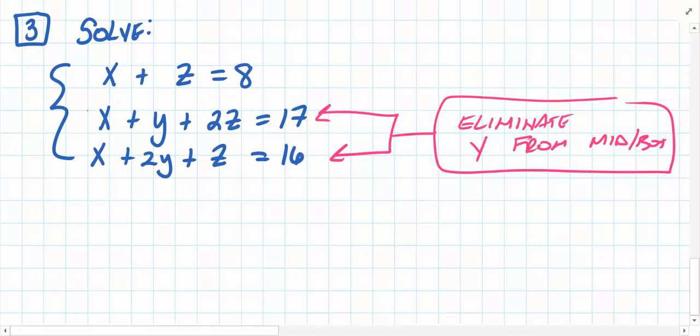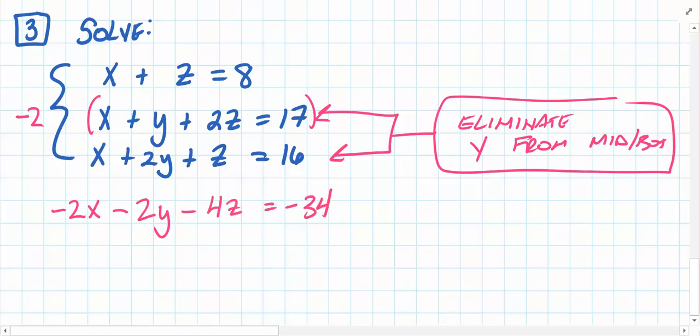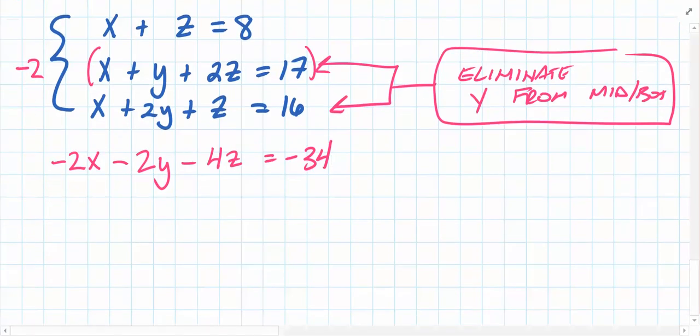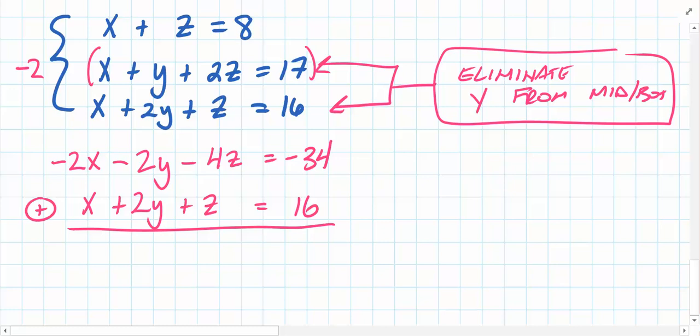Let's multiply the middle one by a value of negative 2. Good. That gives me this. Negative 2x minus 2y minus 4z is negative, what is that, 34? Right? 2 17s are 34. That's good. Let's rewrite the bottom equation. I just have x plus 2y plus z is worth 16. Beautiful. Let's add this up together.